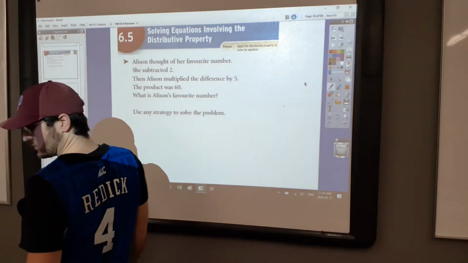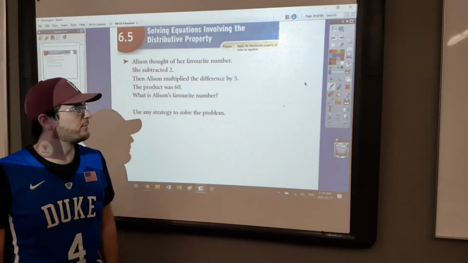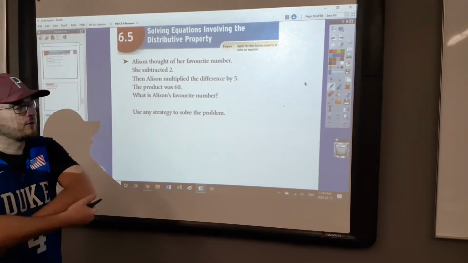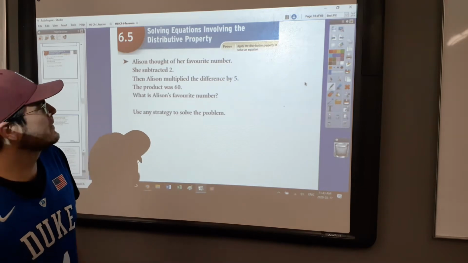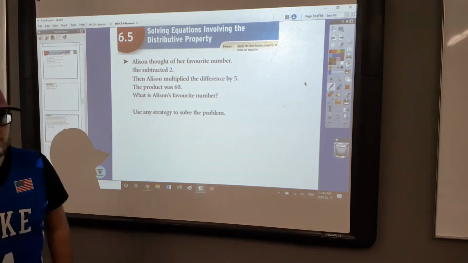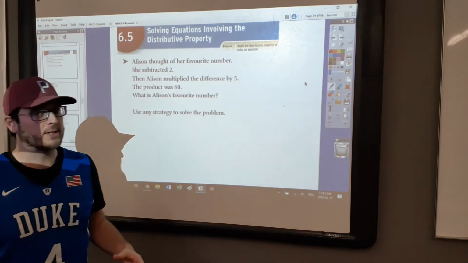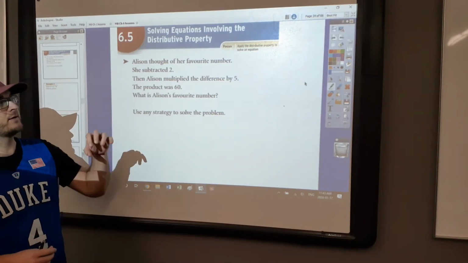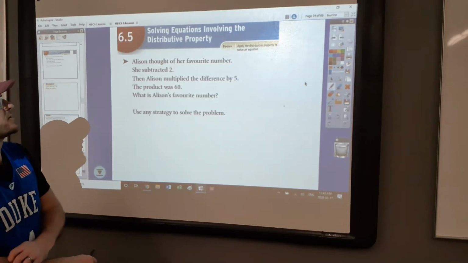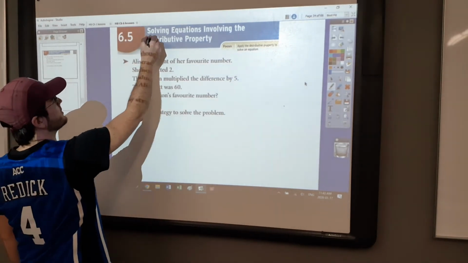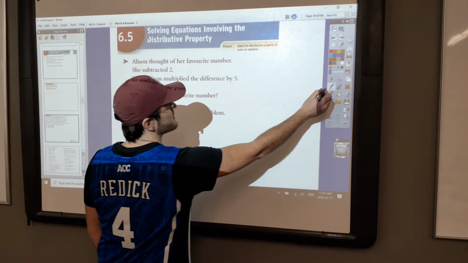All right, moving on to 6.5. So, different angle, hopefully you can read the word problems clearly. In 6.4, we learned about the distributive property and how to expand that. The term on the outside distributes onto the other two terms. And then in 6.5, we're going to be looking at solving these things.